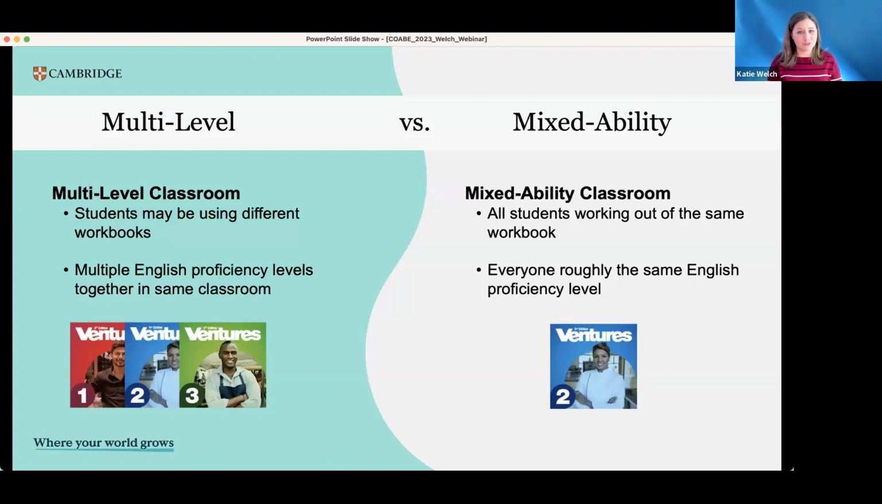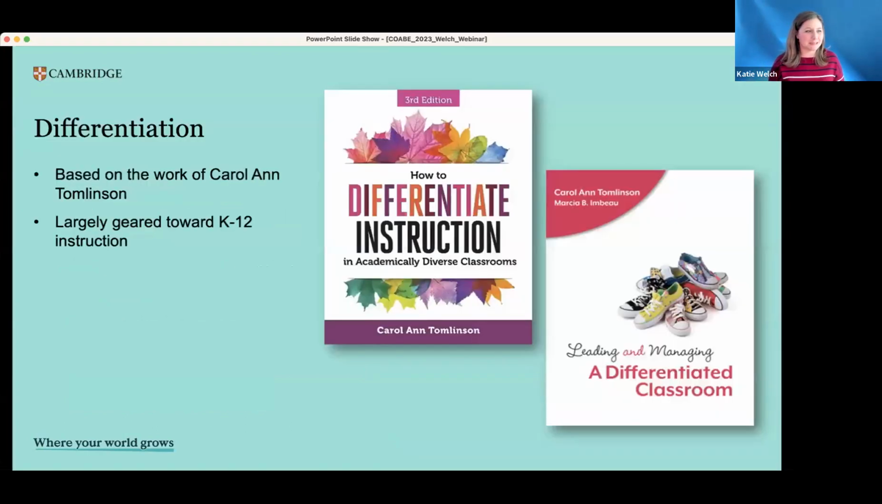What is it when you have students who are all roughly at the same level and yet have very different needs? In that case, it's very important that we talk about how you differentiate for your learners. Differentiation is a concept that has been conceptualized and popularized by Carol Ann Tomlinson.